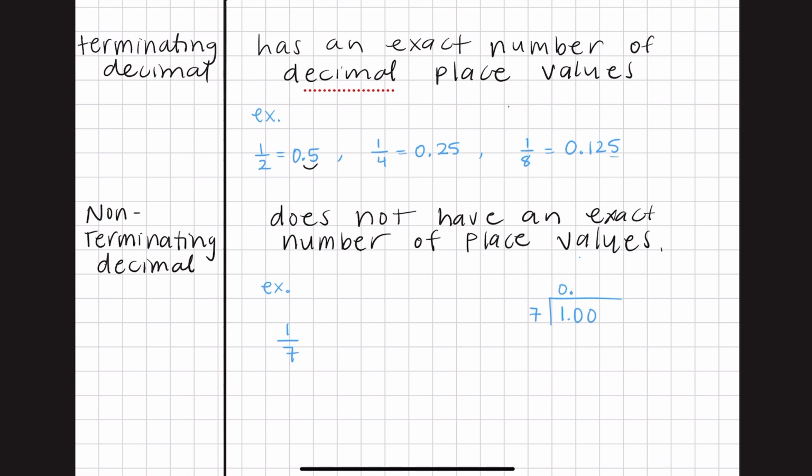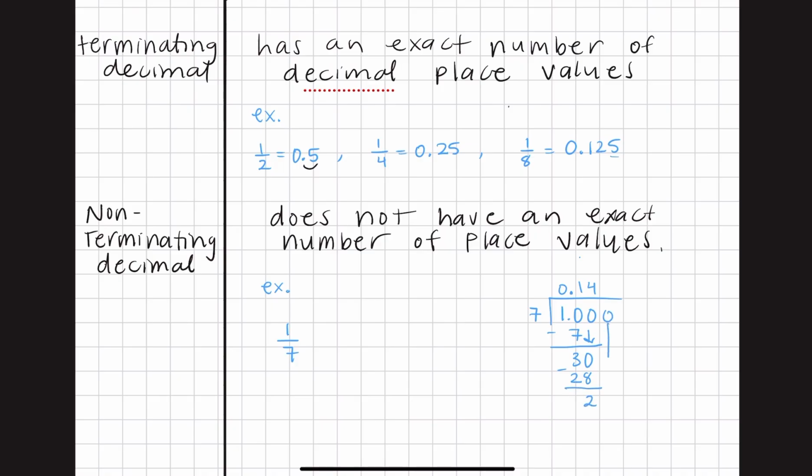I asked myself, how many times does 7 fit into 10? Fits in 1. 1 times 7 is 7. I subtract 7 from 10. 10 minus 7 is 3. I drop down my 0. 7 fits into 30 4 times. 4 times 7 is 28. 30 minus 28 is 2.